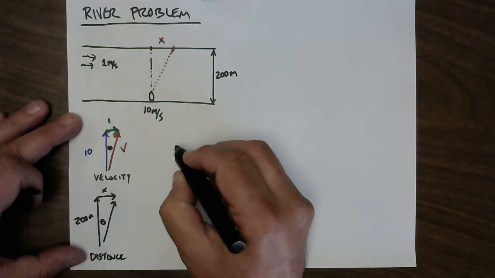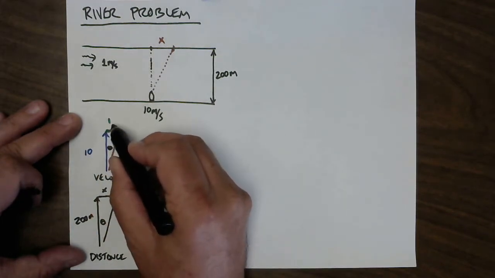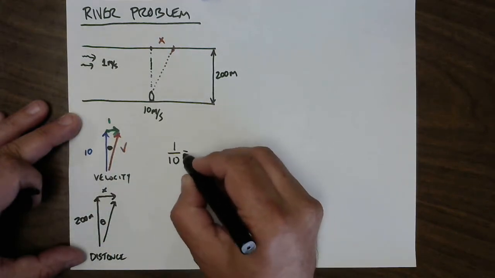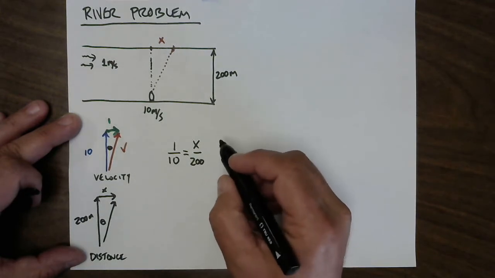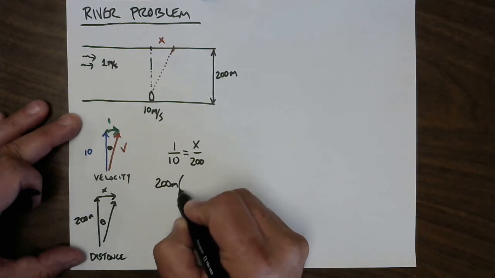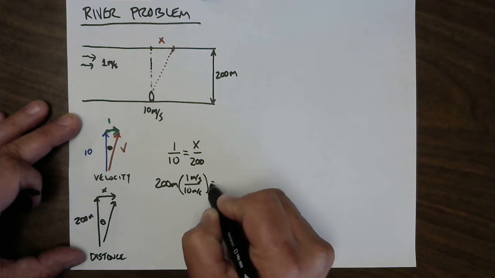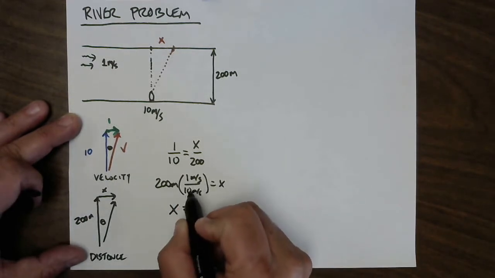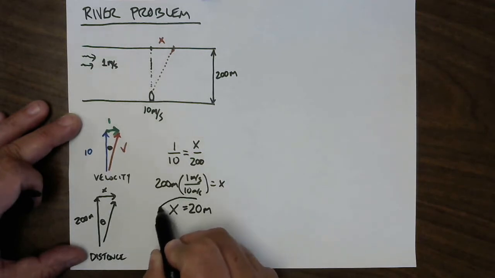So that means that 1 is to 10, the speed in the x direction is to the speed in the y direction, as x is to 200. That's a feature of similar triangles. And so now we can just go over here and say 200 meters times this ratio of 1 meter per second over 10 meters per second equals x, and the distance we're going to miss by, 200 times 1 divided by 10, is 20 meters. That's the vector way to solve this problem.